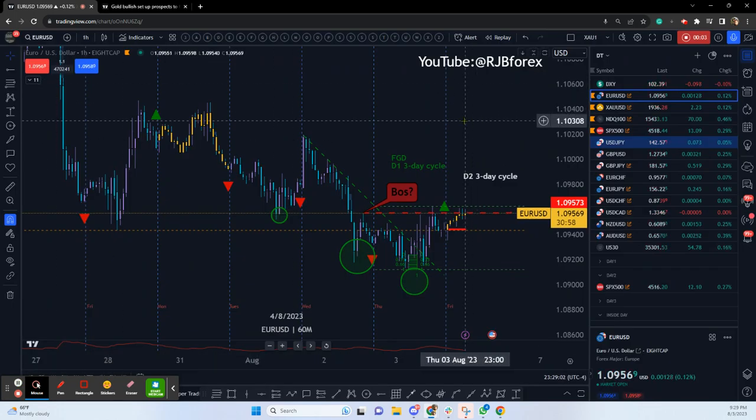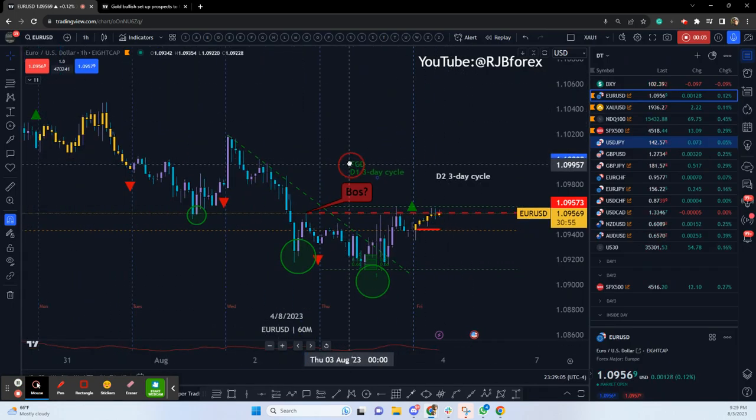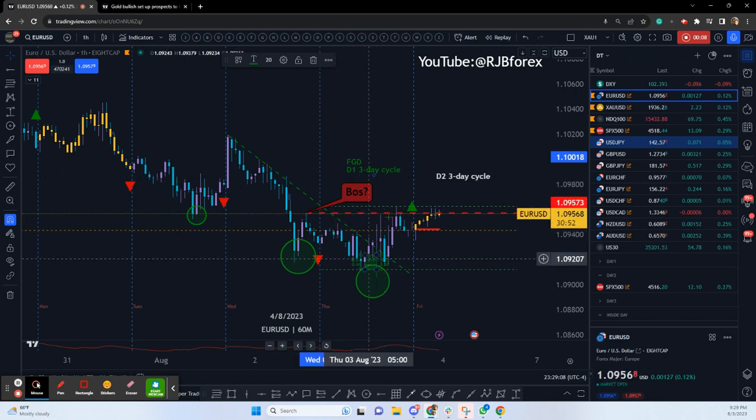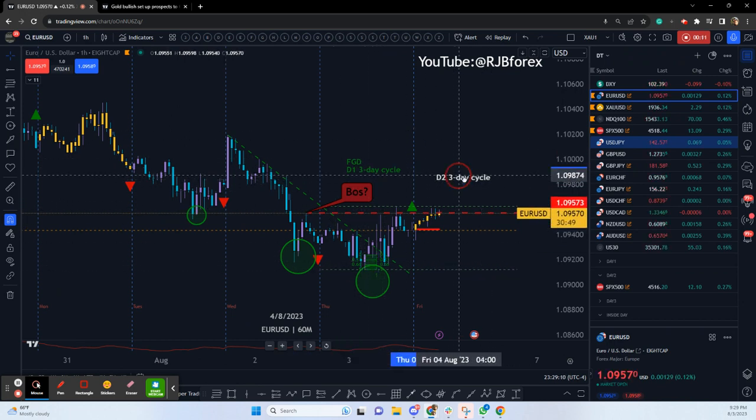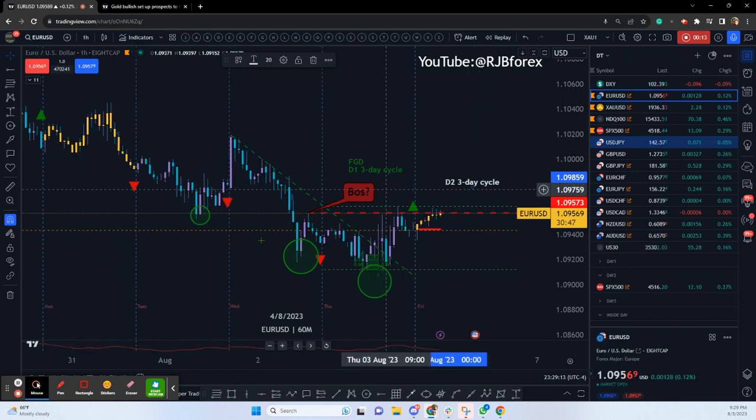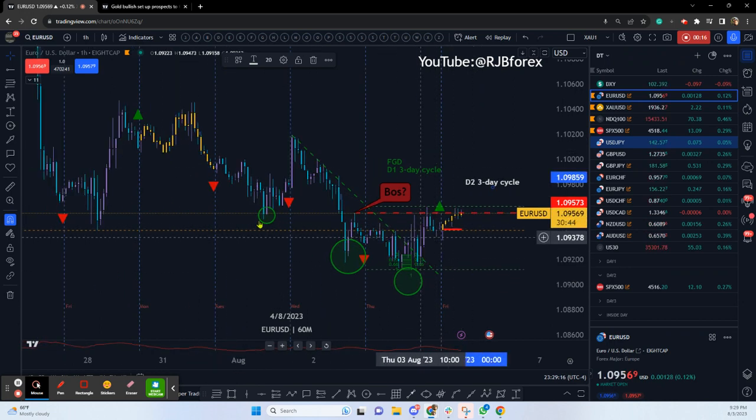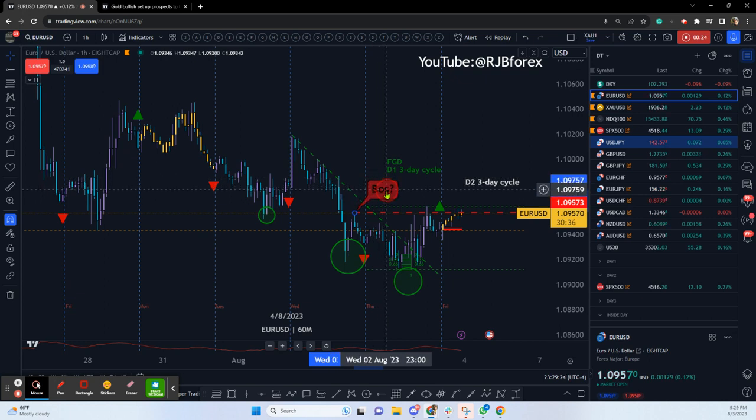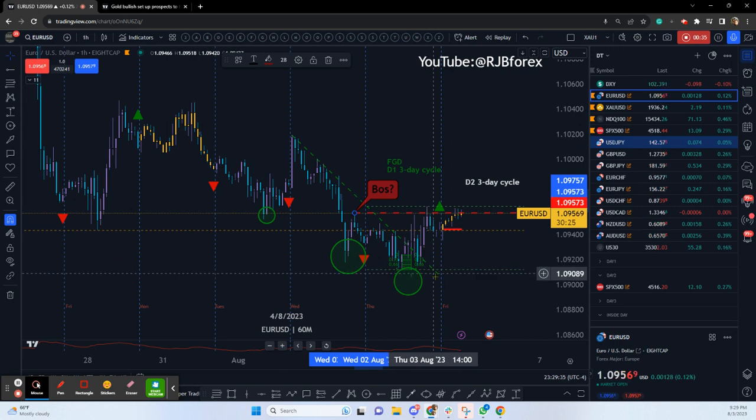Right then, with the Euro, same scenario, first green day. So this was day one of the 3-day cycle. This is day two of the 3-day cycle. Three pushes into below the last week's lows, tinkering on the edge of a break of structure. We've already had the internal break of structure, breaking the prior trendline resistance. So this is a bullish counter trendline support.